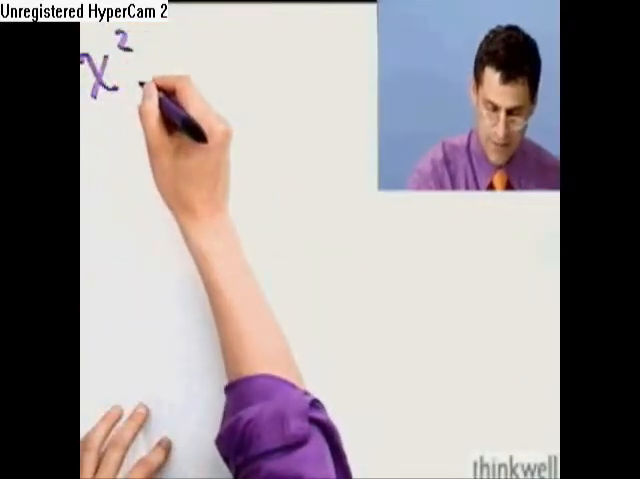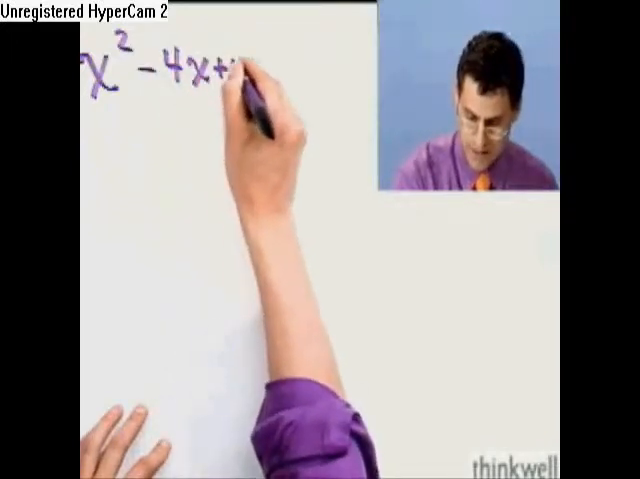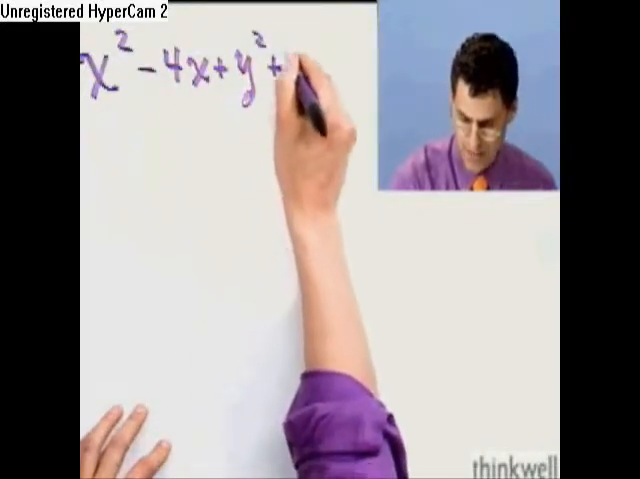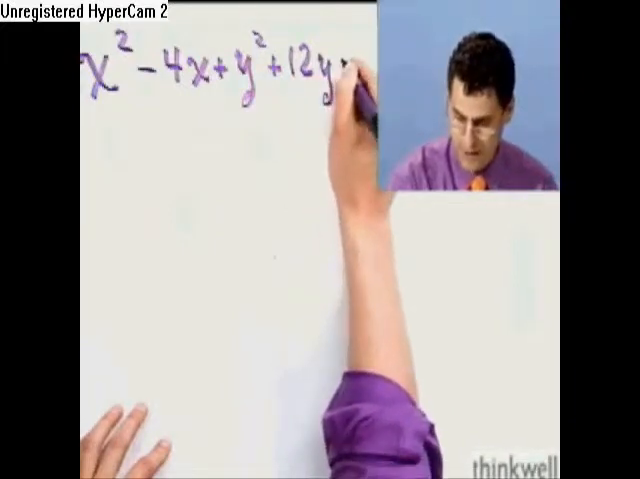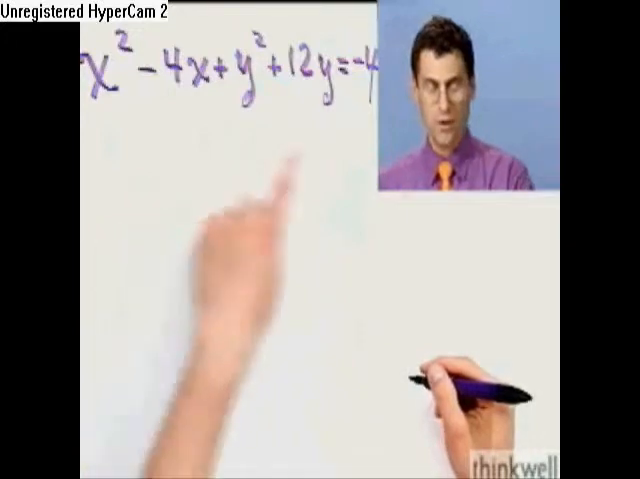So how about x squared minus 4x plus y squared plus 12y equals minus 4. Why don't you try right now to find out where the center is and what the radius is for this circle, which is sort of all camouflaged like this. Give it a try, and then we'll do it together.